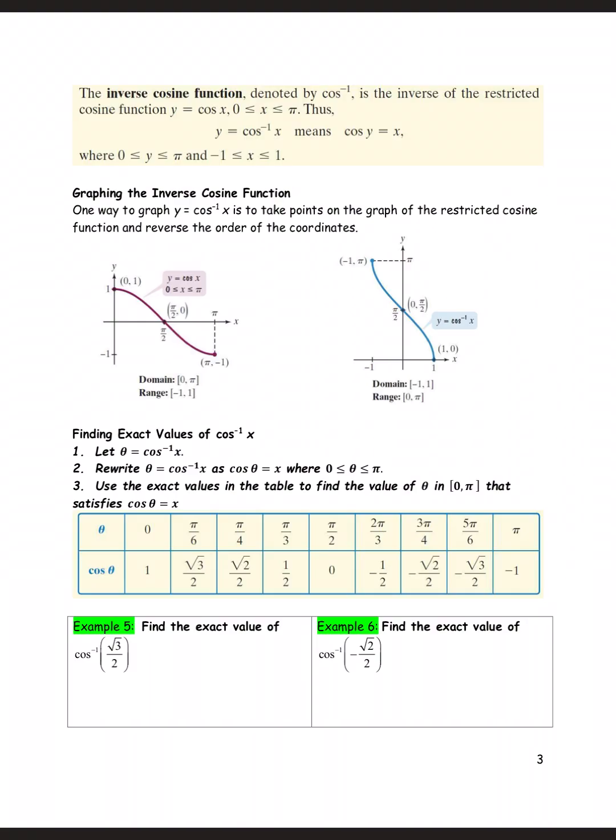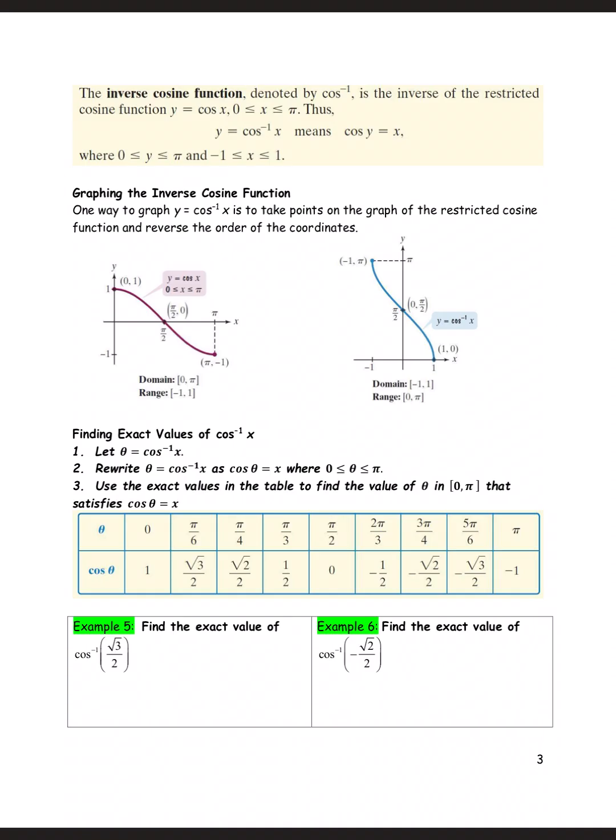So the inverse cosine function, denoted by cosine inverse, is the inverse of a restricted cosine function such that y equals cosine of x and x is between 0 and pi inclusive. Thus, y equals the inverse cosine of x means cosine of y equals x, where y is between 0 and pi and x is between negative 1 and 1.